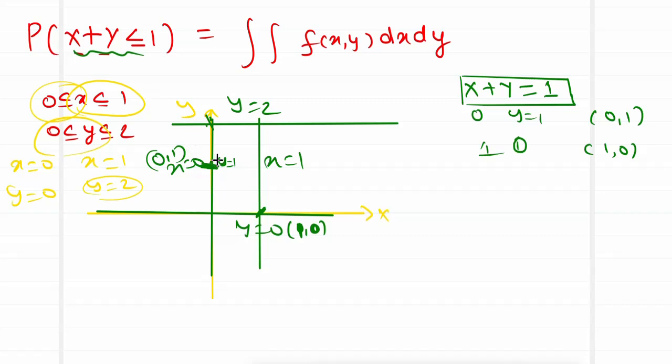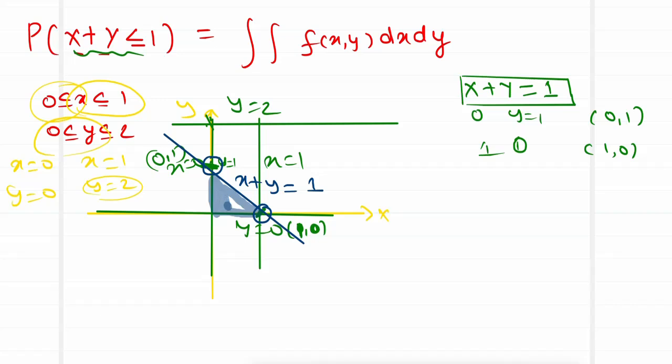So I have the points 0 comma 1 and 1 comma 0, and my line passes through these two points. This line is x plus y equal to 1. Now what we want is the portion less than or equal to 1. So which will be the region of integration? The region of integration will be this triangular portion over here.